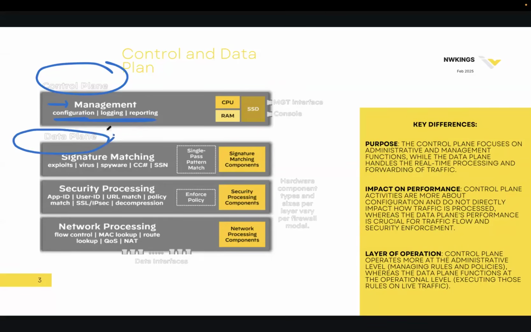Now let's talk about the data plane. There is segregation in the data plane as well. This is important to understand the architecture of Palo Alto Firewall. That's why I'm just giving a brief overview, then I can talk about the architecture. So Palo Alto has a different kind of architecture compared to other vendors. We call it SP3.